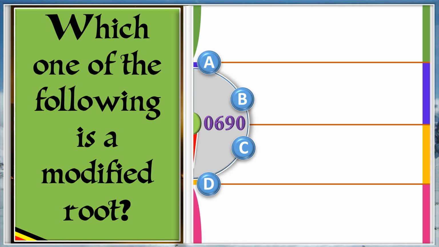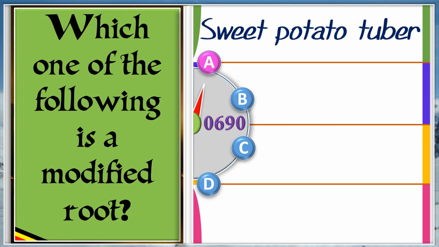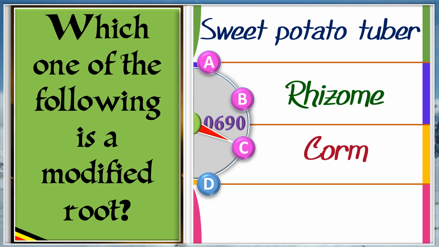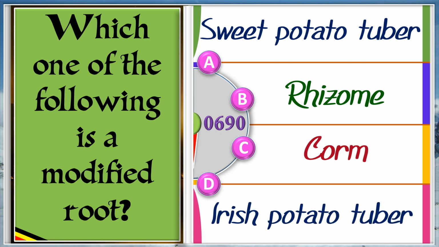Which one of the following is a modified root? A. Sweet potato tuber. B. Rhizome. C. Corm. D. Irish potato tuber. And the answer is A. Sweet potato tuber.